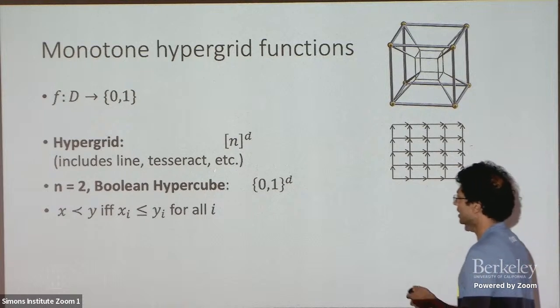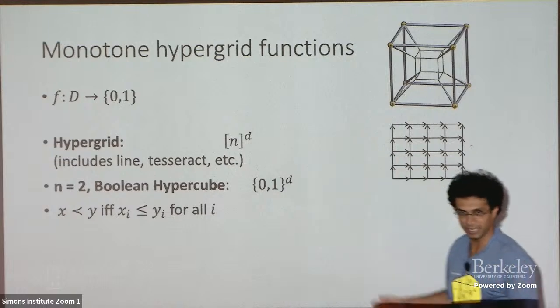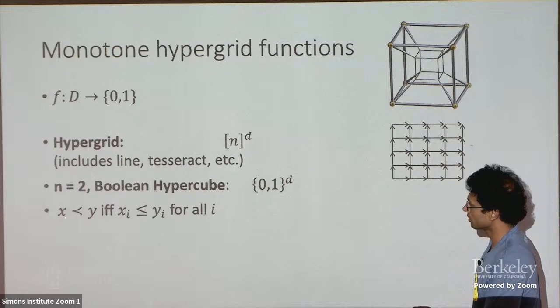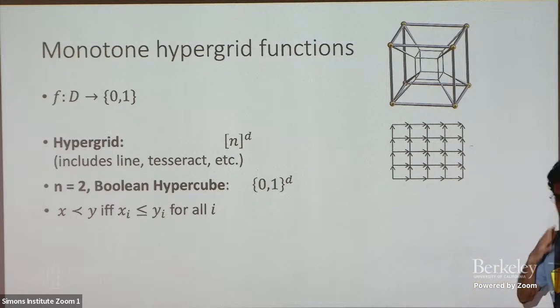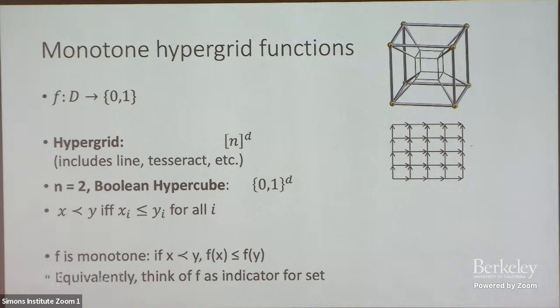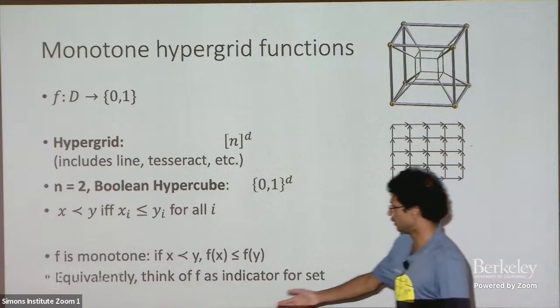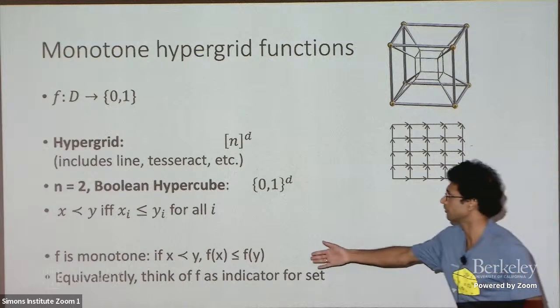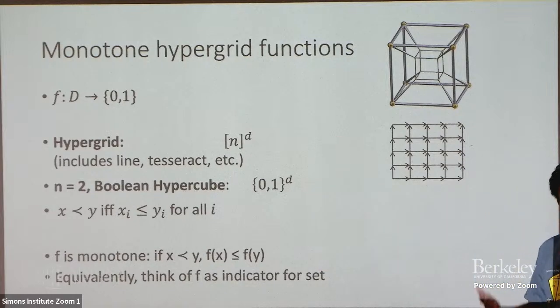So when n is equal to 2, of course, this is the Boolean hypercube, which we know and love. And this is endowed with a natural partial order where element x is less than y if all the coordinates of x are less than the corresponding coordinates of y. And what is a monotone function? If x is less than y, then f(x) is less than or equal to f(y). That's what a monotone function is. Of course, for this definition, we don't need the function to be Boolean. This can hold for anything.